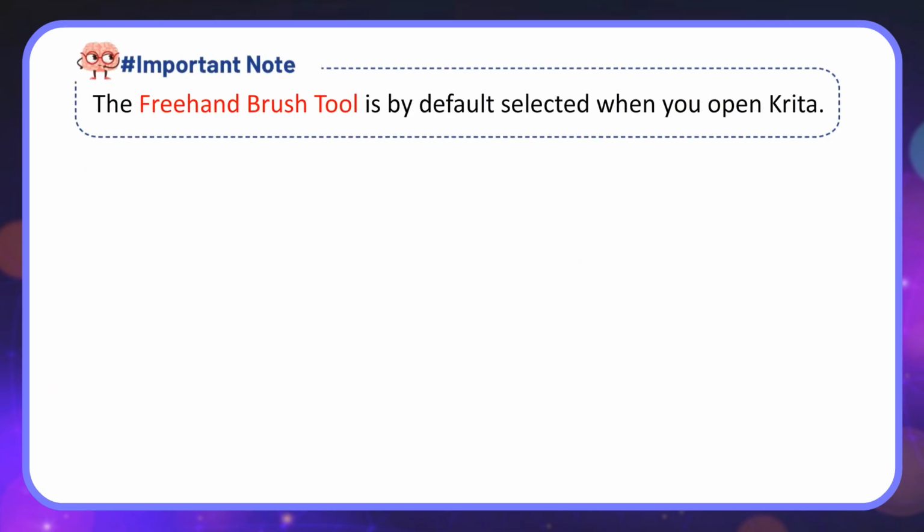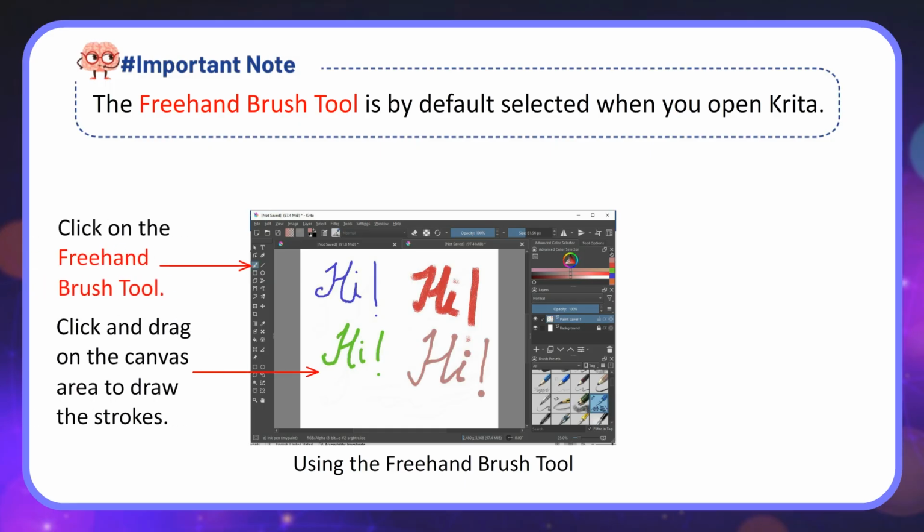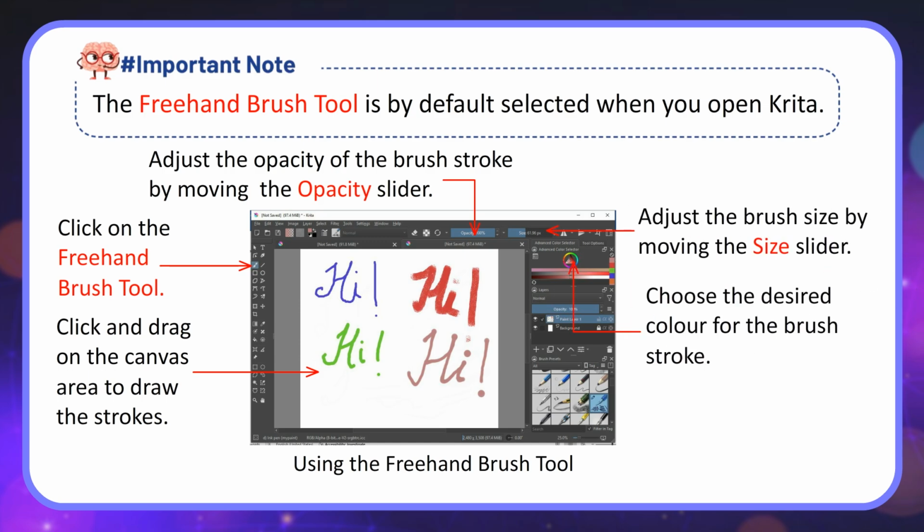Important note: the freehand brush tool is by default selected when you open Krita. Using the freehand brush tool, click on the freehand brush tool. Click and drag on the canvas area to draw the strokes. Adjust the opacity of the brush stroke by moving the opacity slider. Adjust the brush size by moving the size slider. Choose the desired color for the brush stroke. Choose the desired brush style from the docker.